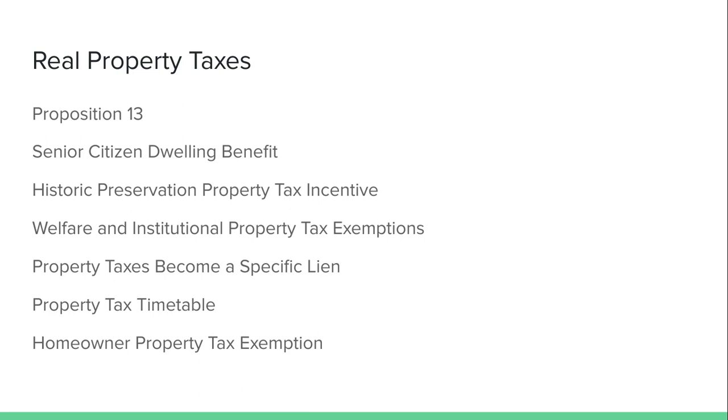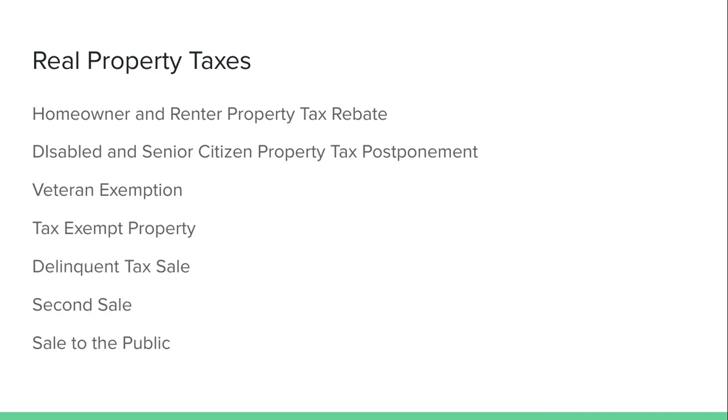There is the homeowner property tax exemption. Basically, if you own a property and it's your main property, you get $7,000 off the appraised value that you have to pay your property taxes on. This is similar, in a way, to the homeowner and renter property tax rebate, where if you're older or you're disabled, you might not be able to pay your property taxes as much as other people would be able to. So you can get up to $8,000 in a rebate on the property taxes.